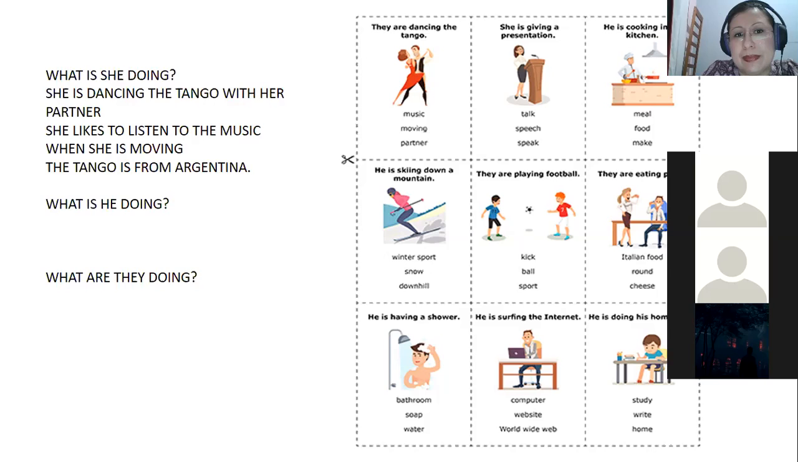What is he doing? He is studying for an exam. He is writing a letter. And he is studying from home. Perfect. Very good. Nice job. Congratulations. Okay, who else? ¿Quién más? ¿Jessica? ¿O Jessica era parte de su equipo, Antonio? Sí, era parte de su equipo. Perfecto. Vamos a ver, Eric.